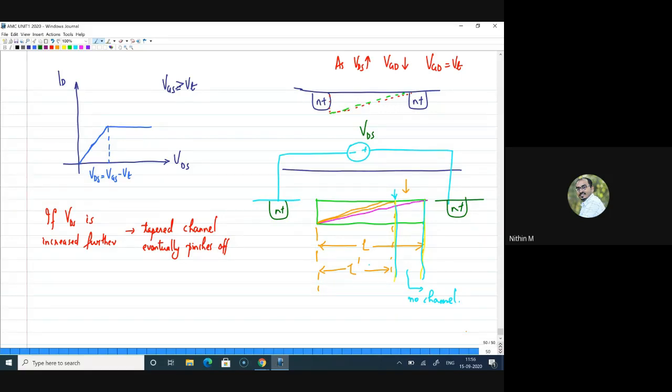Then what happens? Once the electrons reach this end of the channel, there is no channel present over there. If there is no channel, what is there? Can you tell me what is available in this region where there is no channel? If there is no channel, it is P substrate. Yes. If there is no channel, there are no charges. If there are no charges, I can think that this is in fact a depletion region.